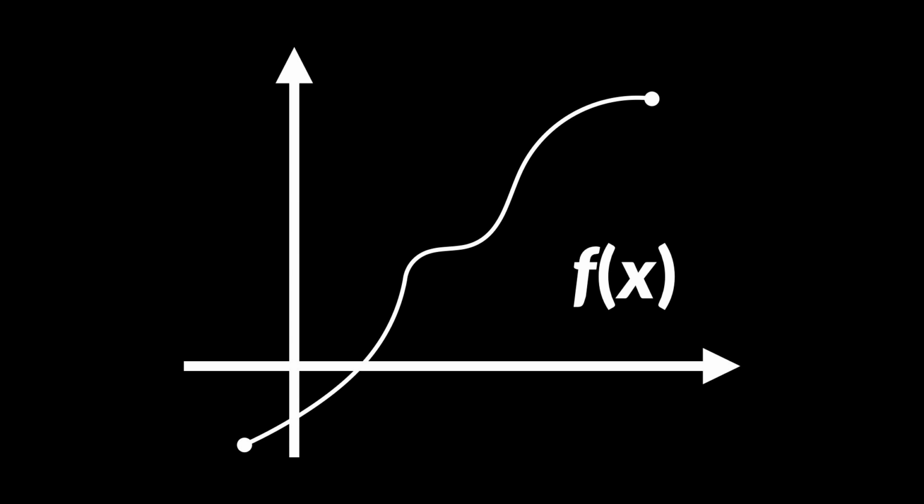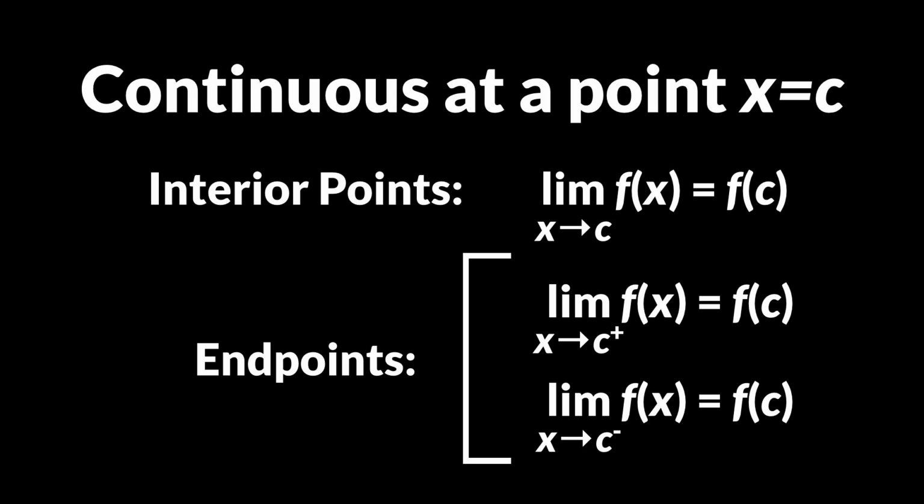So suppose I had this function right here, we'll call it f of x, and we can say that f of x has this property that it is continuous at the point x equals c if one of these conditions is met. If it is an interior point in the function, that means it's not an endpoint, then the function will be continuous at the point x equals c if the limit of f of x as x approaches c is equal to f of c. And if it is an endpoint, like one of the end parts of the graph, if the limit of f of x is equal to f of c as x approaches c from either side, positive or negative, then it is still continuous at that point.